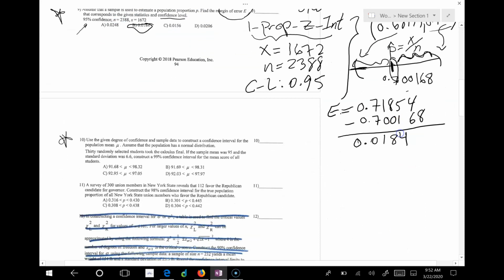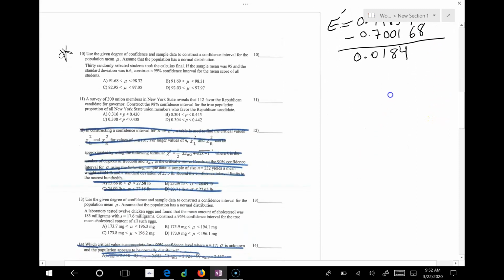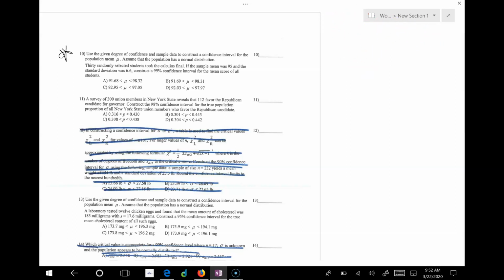Okay, let's now do the next one. Next one is more about mean and not population proportion. Let's read that and see why. It says, use the given degree of confidence and sample data to construct a confidence interval for the population mean. It's not proportion anymore. It's population mean, which is the same thing as average, population average. Assume that the population has a normal distribution.